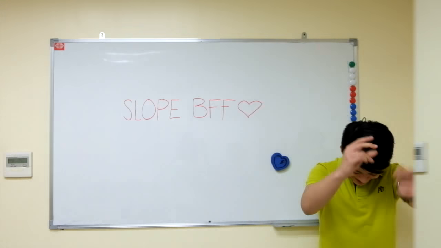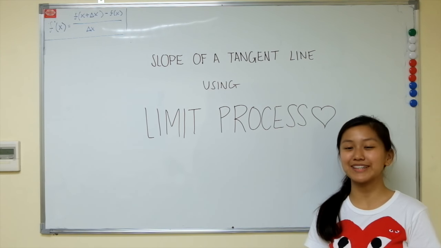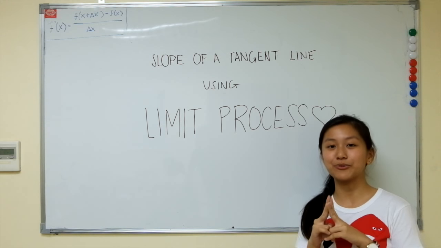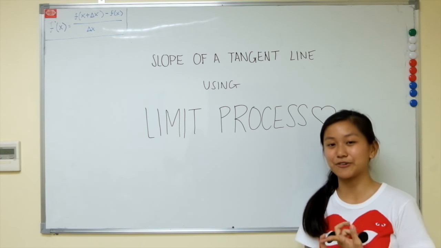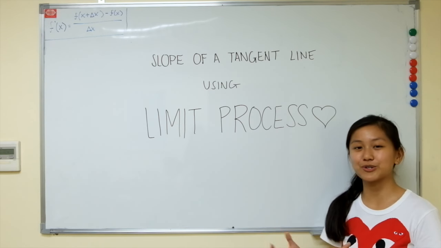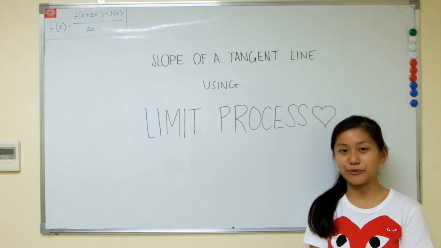In this video, we're going to show you how to get the slope of a tangent line using the limit process. Because when you get the slope of a tangent line, there are two ways. Firstly, using the derivative rules. They're basically the shortcuts already. But in this video, we're going to show you the limit process, which is the more complete version of getting the slope of a tangent line.